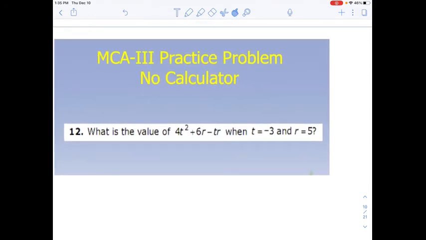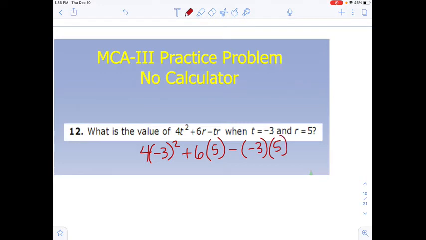Okay, this one says, what is the value of 4t squared plus 6r minus tr when t equals -3 and r equals 5? So I'm going to plug in these values. So we have 4 times -3 squared plus 6 times 5 minus -3 times 5.